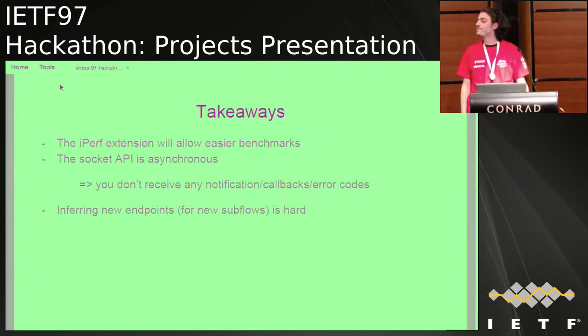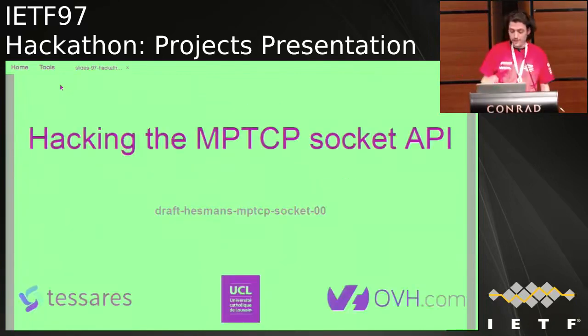MPTCP. On the main slide, there is a draft about the API. I didn't put the RFC for MPTCP, which is 6824. I didn't include the MPTCP one, but the draft for the API is there. That's the API we used.